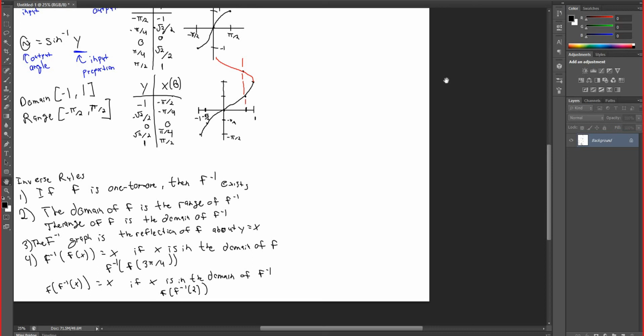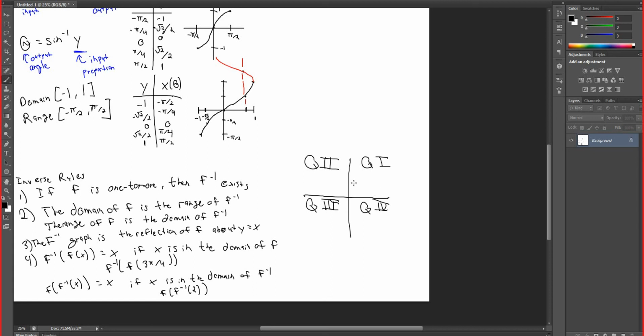Okay, when I work with these, I tend to care about my quadrants. So I have Q1, Q2, Q3, and Q4.